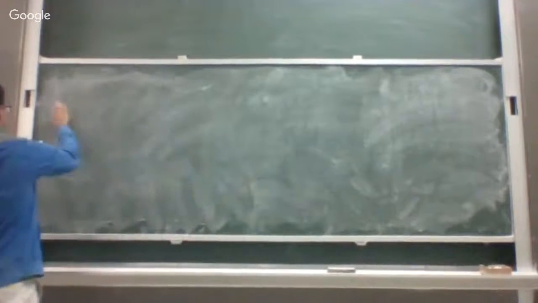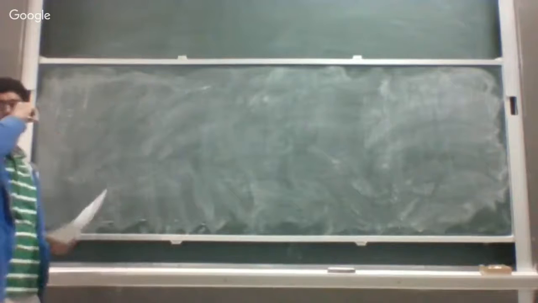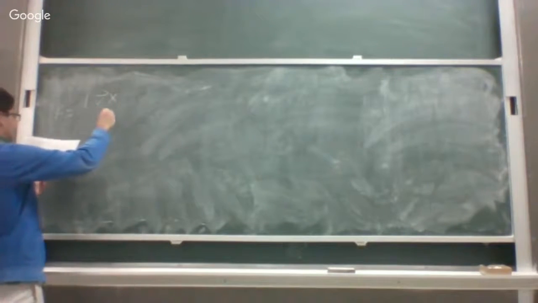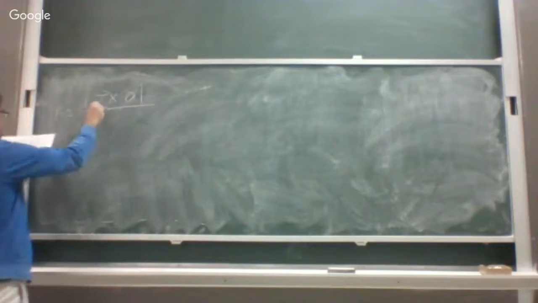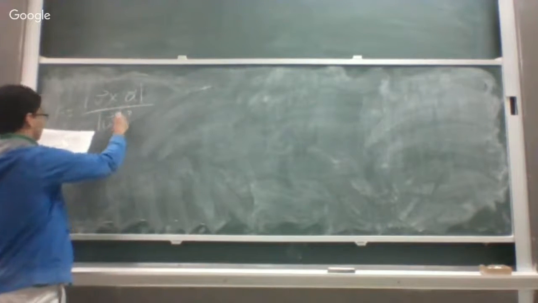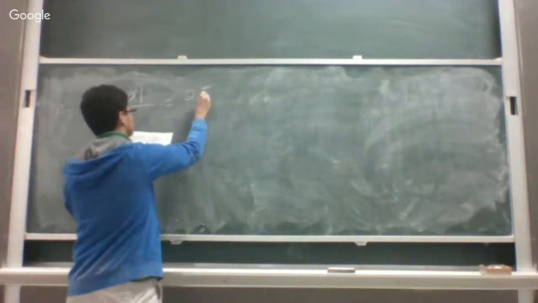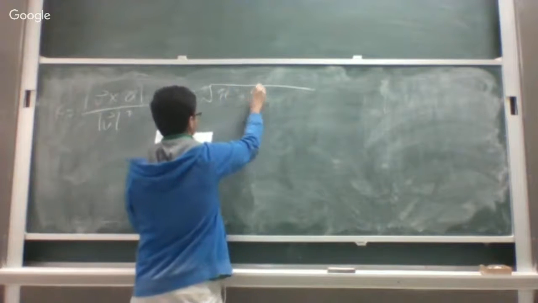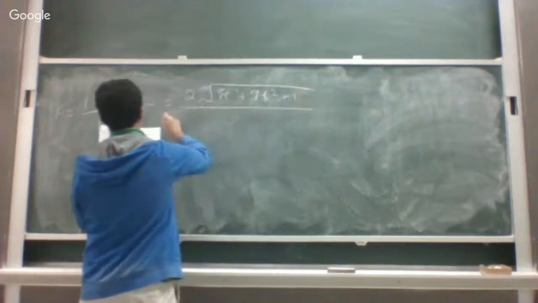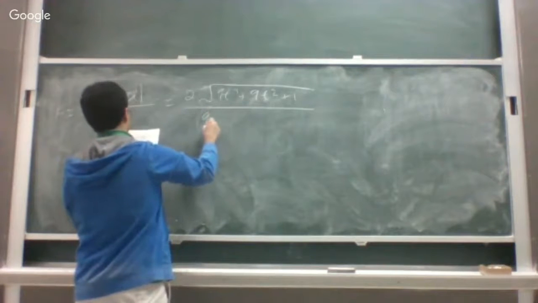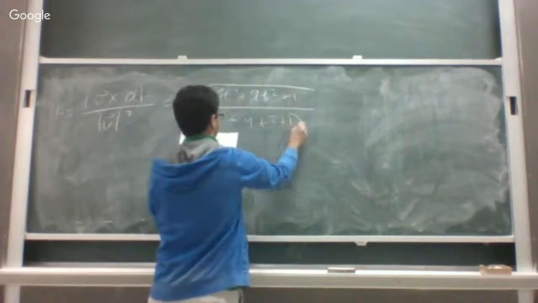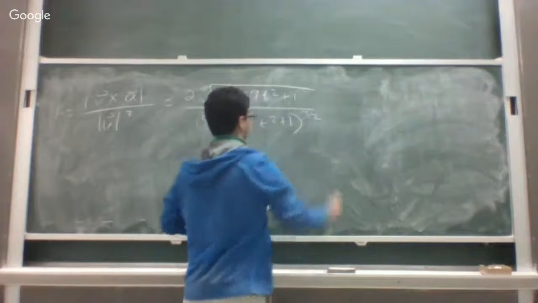The formula for K is the magnitude of V cross A divided by the magnitude of V cubed. So then we have 2 times the square root of 9t to the 4th plus 9t squared plus 1, divided by the magnitude of velocity, 9t to the 4th plus 4t squared plus 1, to the 3 halves.